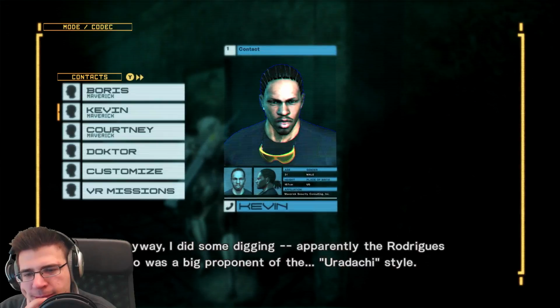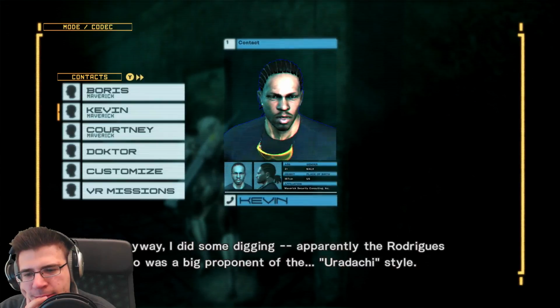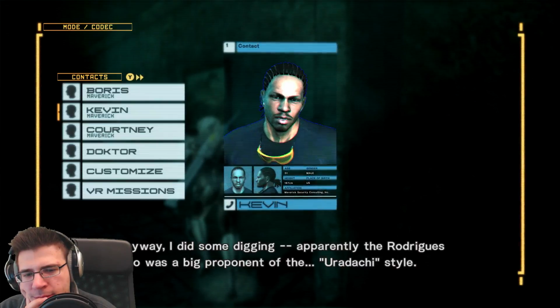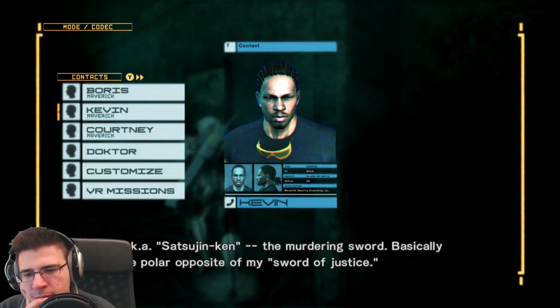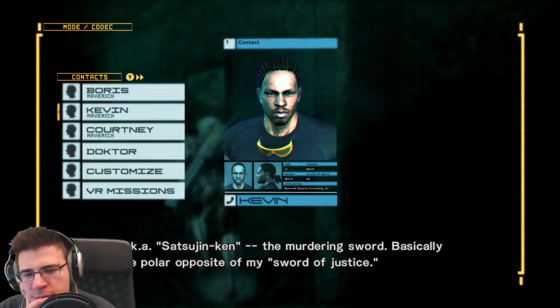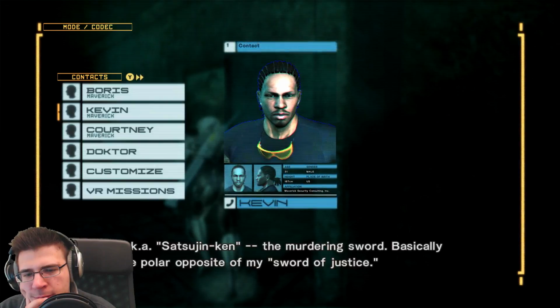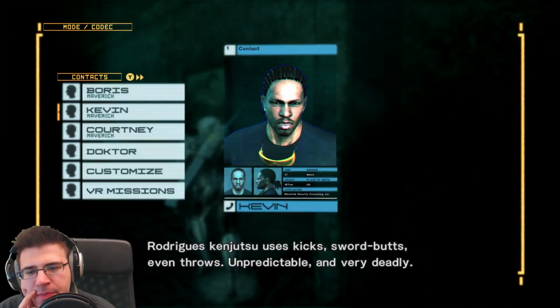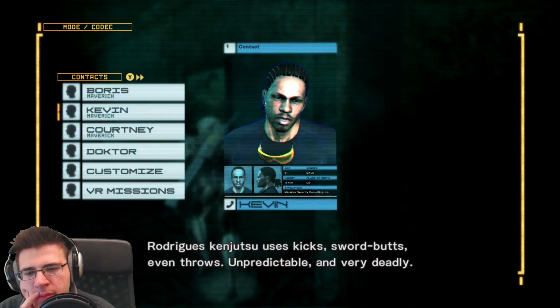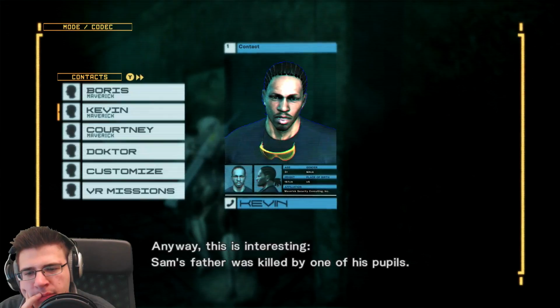Anyway, I did some digging. Apparently, the Rodriguez dojo was a big proponent of the Uridachi style. Uridachi, a.k.a. Setsujinken, the murdering sword. Basically the polar opposite of my sword of justice. Rodriguez Kenjutsu uses kicks, sword butts, even throws. Unpredictable and very deadly. Anyway, this is interesting.